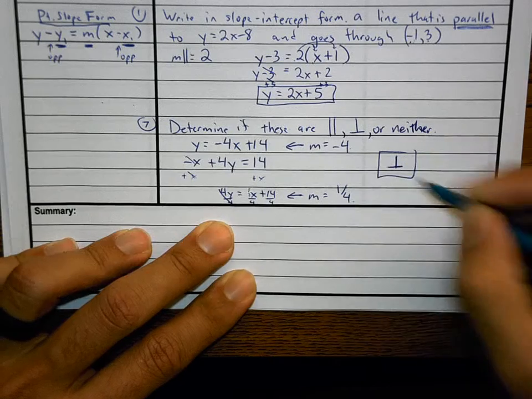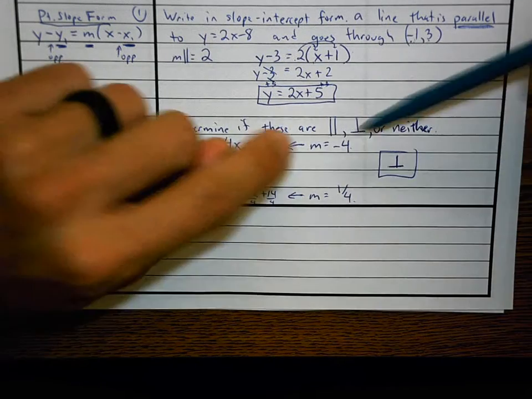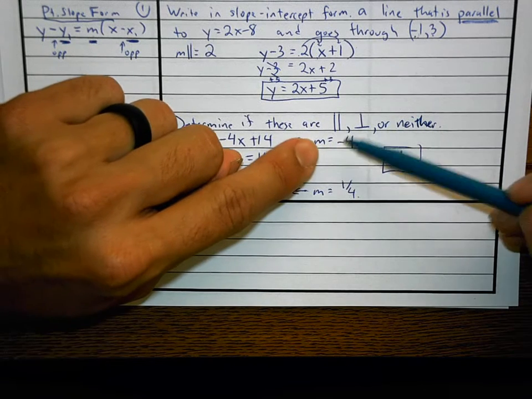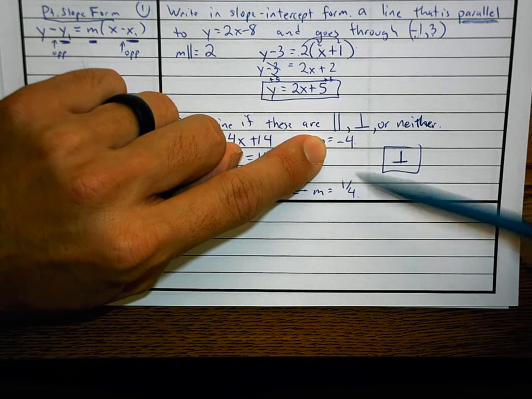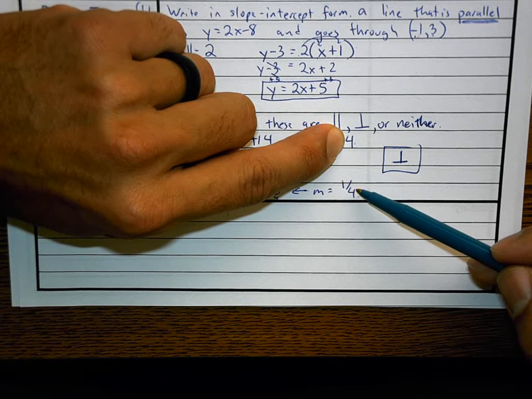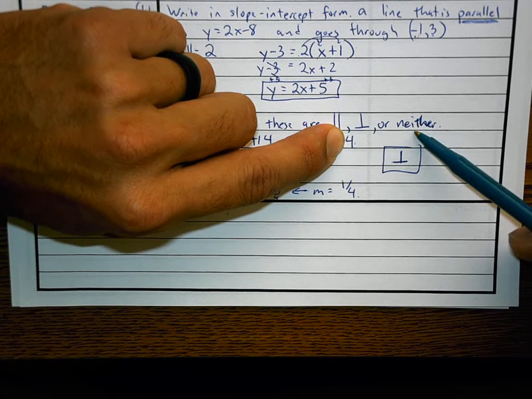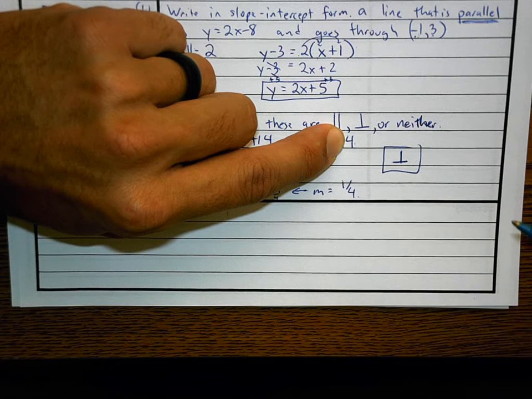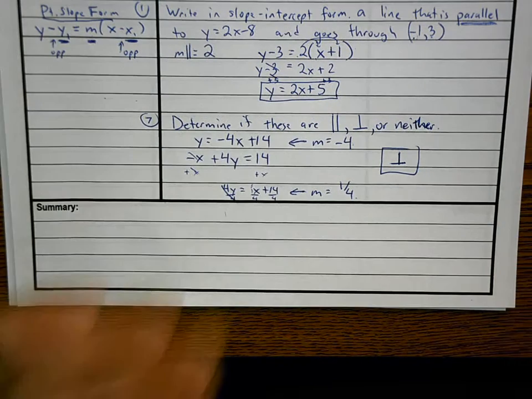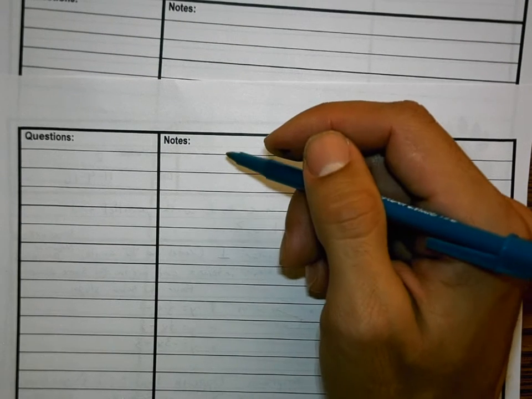So keep in mind, in order to be parallel, they have to be the same. In order to be perpendicular, they have to be opposite signs and flipped. If this was a positive 4 and this was a 1/4, it would be neither because they didn't change sign. Keep that in mind. You're going to have to determine that on those 3 types of equations. The last example I'm going to do, backside. Last example is like number 12.